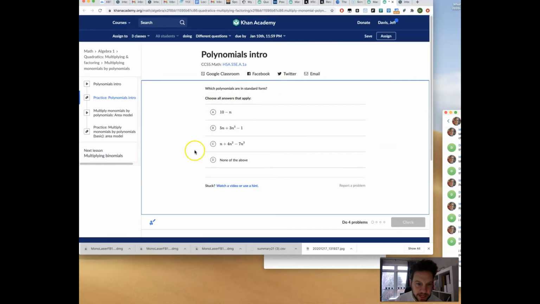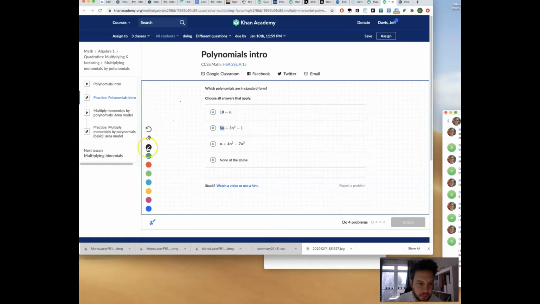Which polynomials are in standard form? So what standard form means is the powers are biggest in the beginning and then go down. So this 10 is a power of 0. This n is a power of 1. So the powers here are getting bigger instead of smaller.